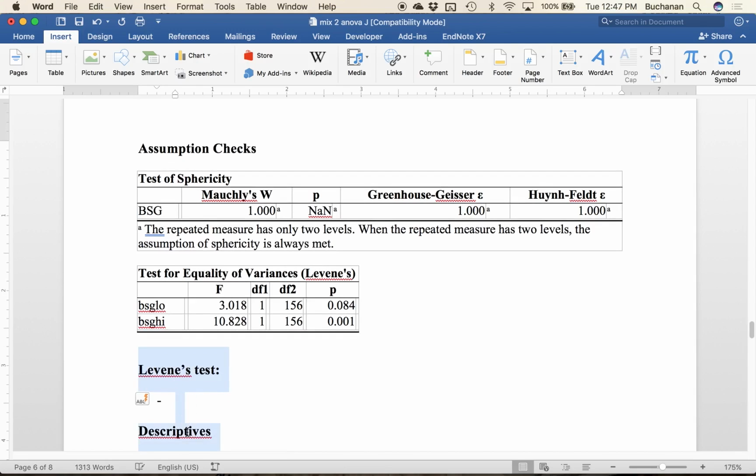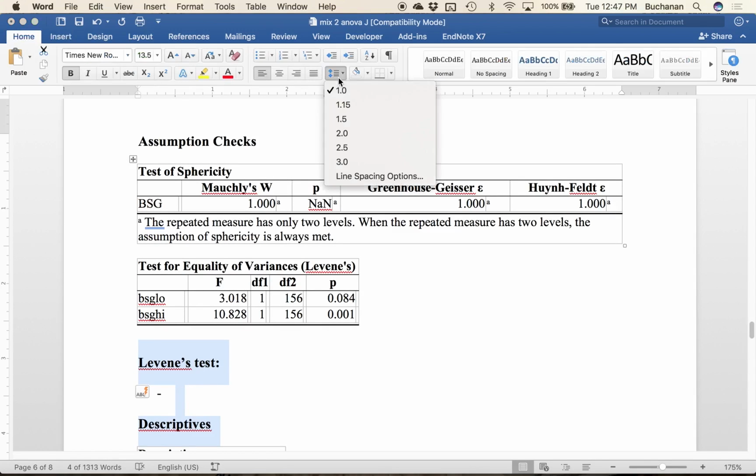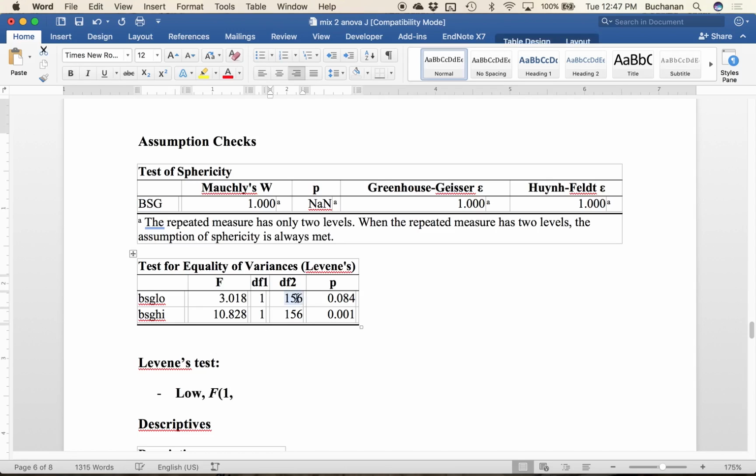Because we can see that it's clearly significant. One of them is significant and bad for us. I don't know why the spacing is so large, but that'll work. For our low case, it is 1 and 156 degrees of freedom, F equals 3.02. P equals 0.08, and this one is not significant.